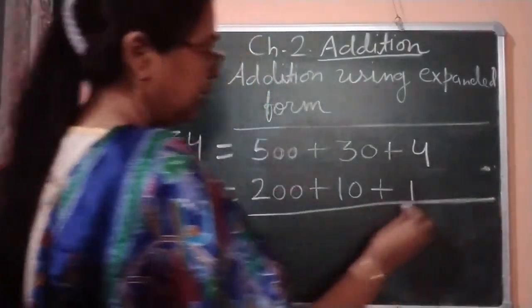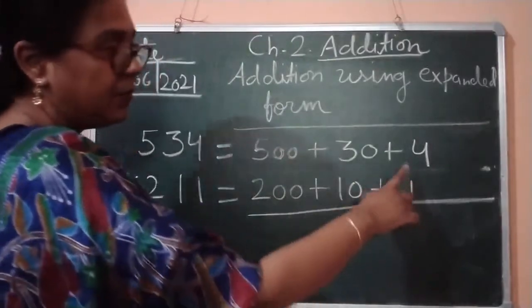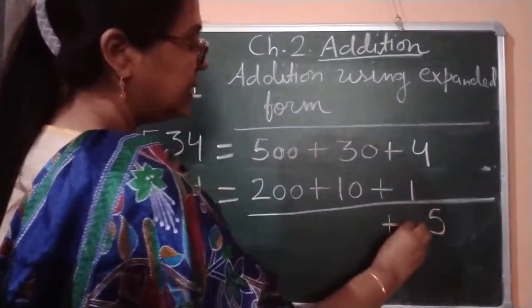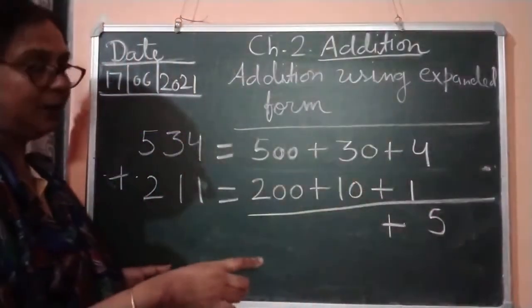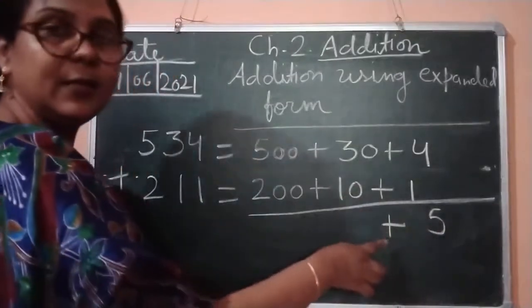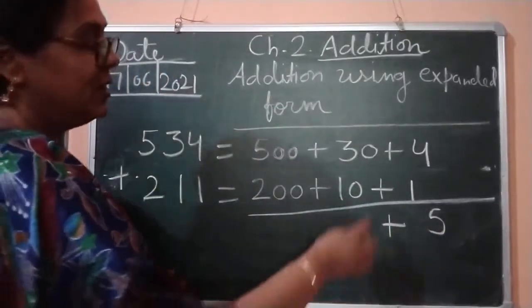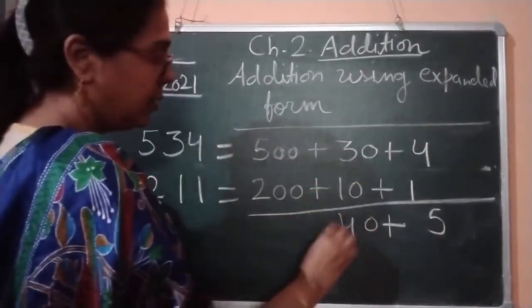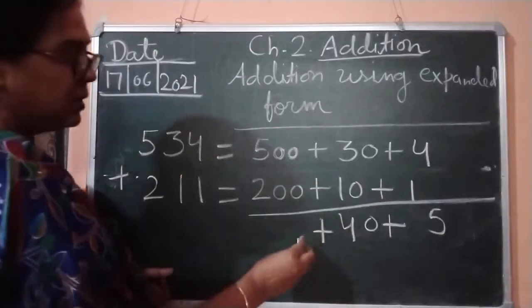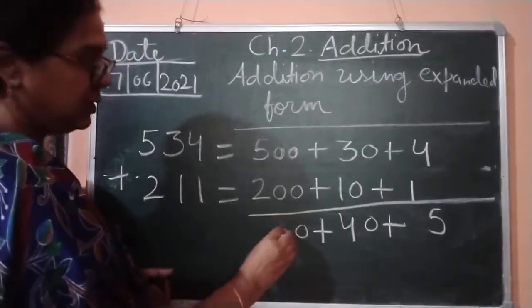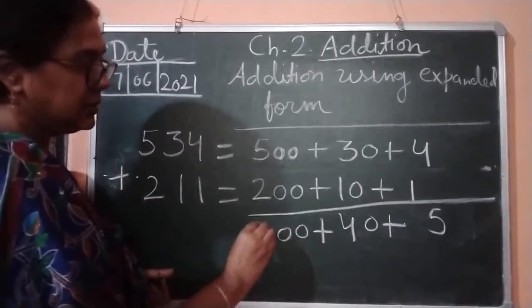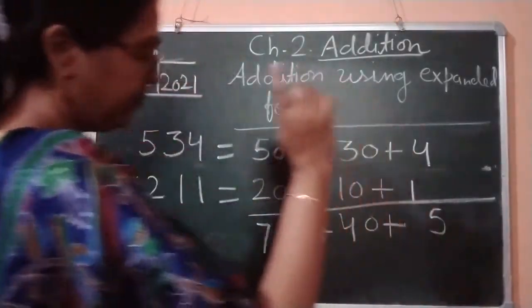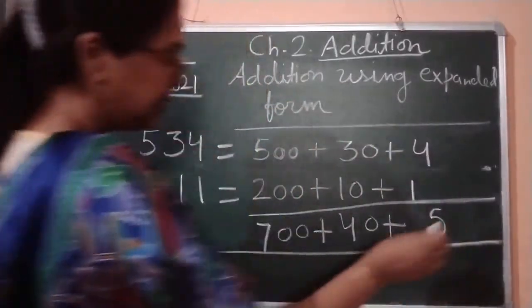First of all, we just draw this line. First we will start from the ones place. 4 and 1 is 5. Plus, don't forget to add this symbol because we are doing addition. Now here 0, 0, 0. 3 and 1 is 4. Now again addition, 0, 0, 0, 0, 0, 0, and 5 and 2 is 7. Now what are we getting? 700, 40 and 5.